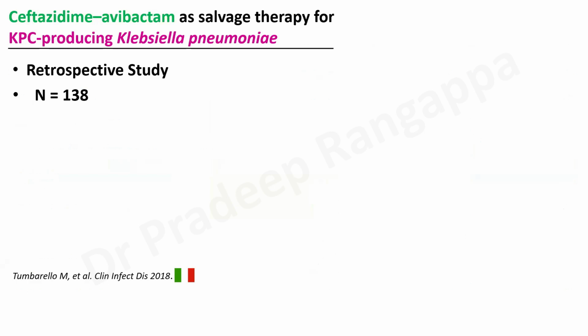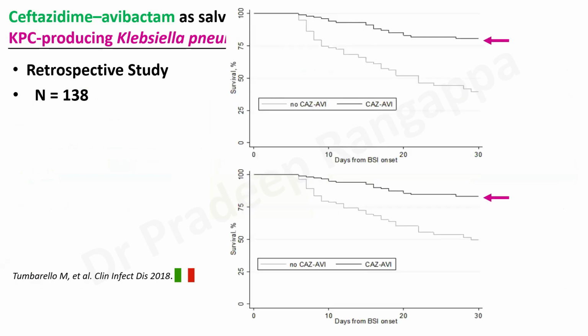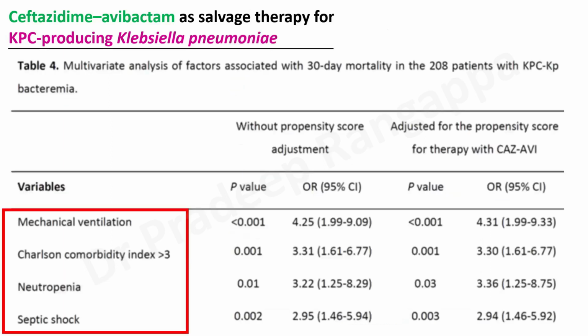So this was another Italian study, which was a retrospective study of 138 patients, where they looked at KPC producing Klebsiella. And as you see, this is the survival with ceftazidime-avibactam. The dark line, the faded line, is with the non-ceftazidime-avibactam. The second graph shows the survival was found to be better in the ceftazidime-avibactam group as compared to the other group.